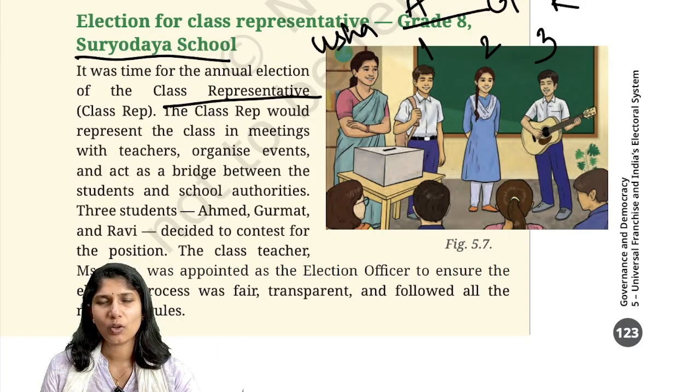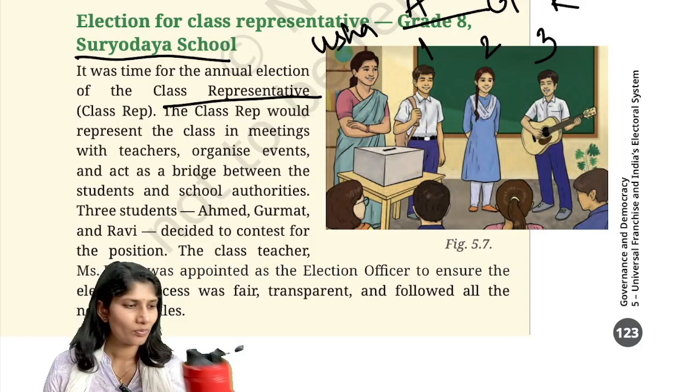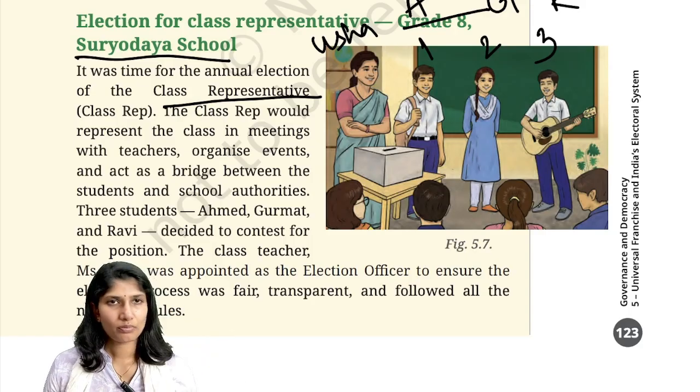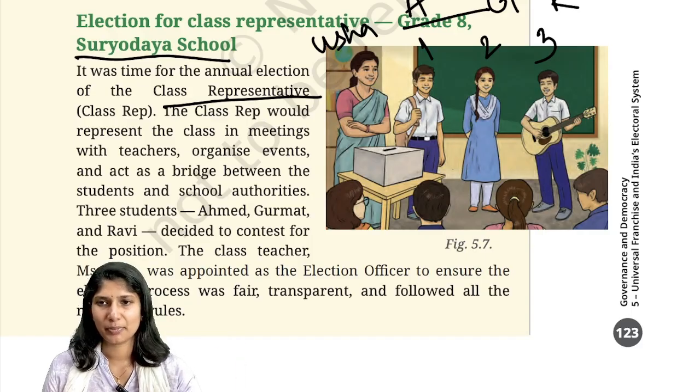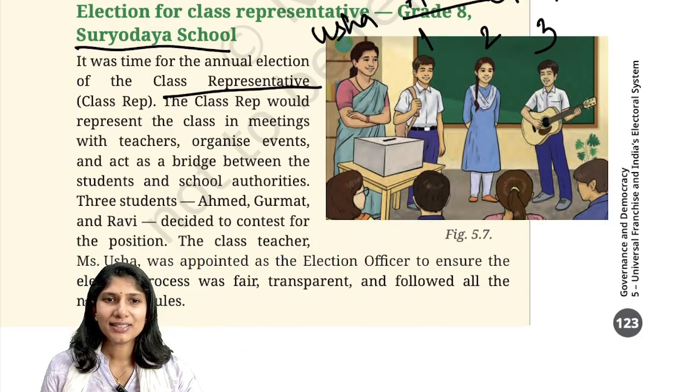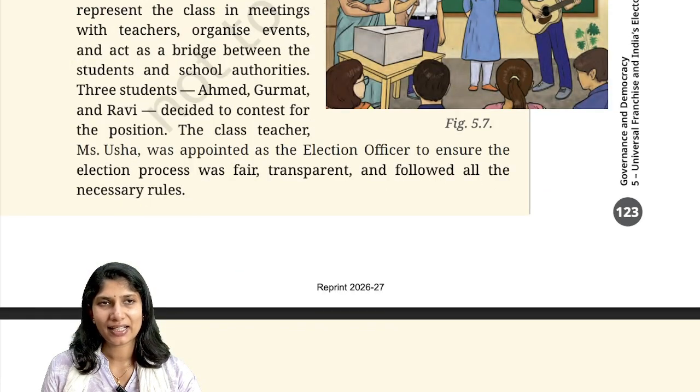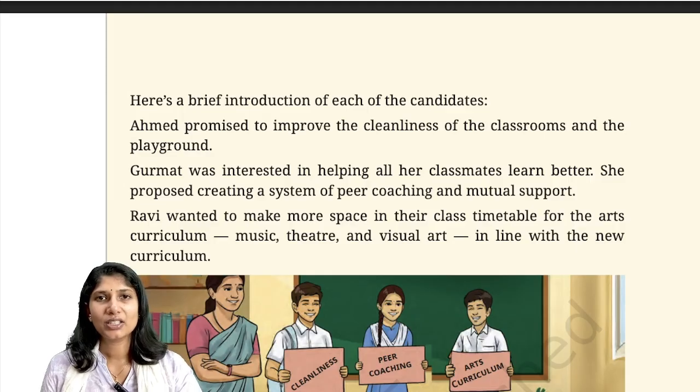There is an objective. What is it? A class leader is needed for your class 8. For this, they have 3 candidates picked. Now let's see what exactly these 3 candidates were trying to do.